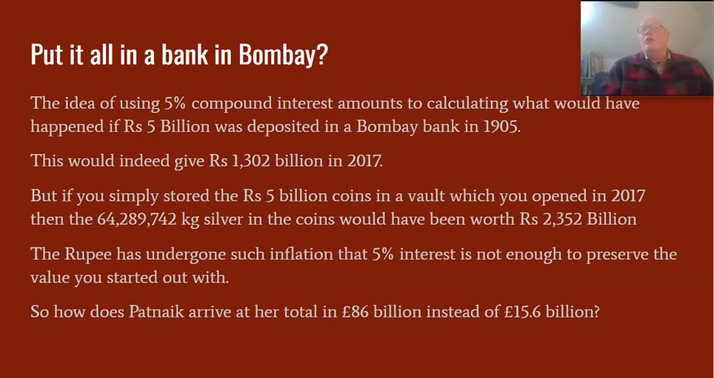Because the rupee has undergone such inflation that 5% interest is not enough to preserve the value that you started out with. But it's still unclear. I mean, this is an absurd suggestion that you could have deposited the money in a bank in Bombay and got the increase like that. She doesn't justify it in any way, but that's the implicit idea of applying compound interest to a sum of rupees. So how does she get to her 86 billion? Because that wouldn't have done it.